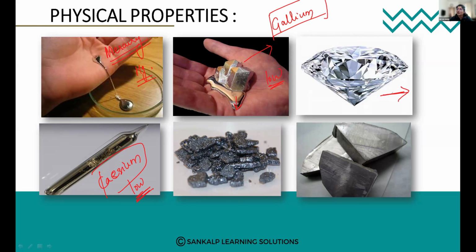Then diamond has a shiny surface. Carbon is a non-metal, but it has a shiny surface. Diamond is an allotrope of carbon, so this is also one exception. Then this is your sodium metal. Sodium metal can be cut with the help of a knife, and it is soft. Metals are all hard, but the exception is that sodium is a soft metal.